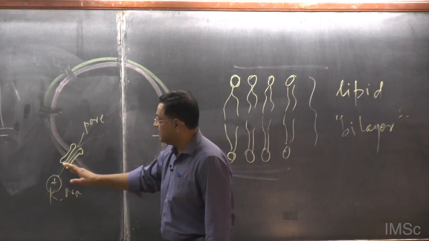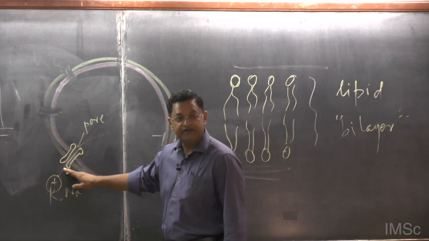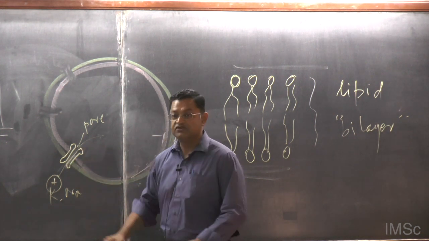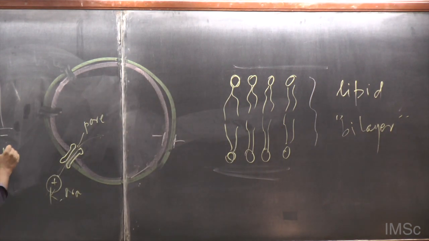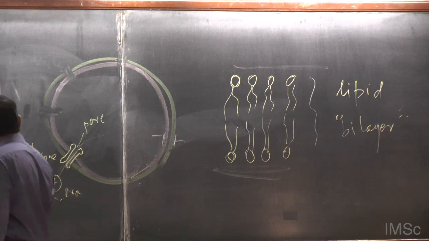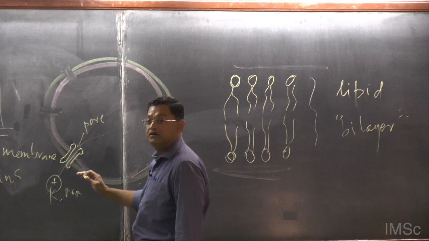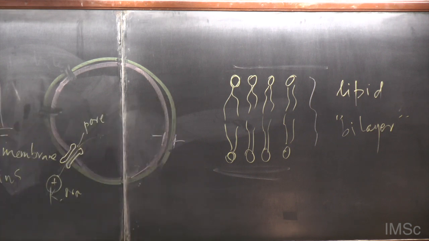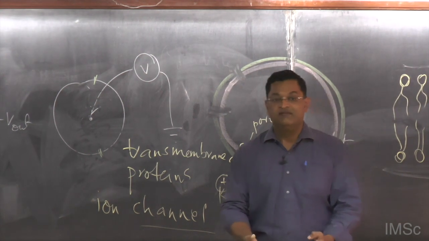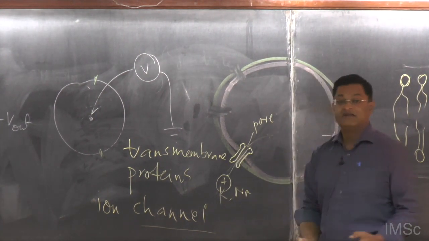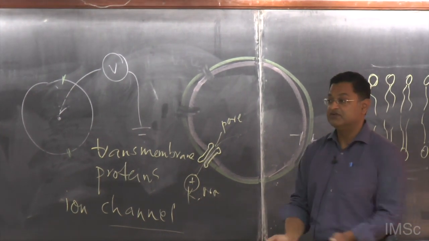This protein, a part of it sticks on the outside here and a part of it sticks on the inside. So this is known as a transmembrane protein for that reason. These things are molecules called proteins, and this specific protein is called an ion channel. Channel because it allows for the possibility of opening a pore. When I say possibility, I mean that sometimes it is closed, sometimes it's open, and we'll study when it's open and when it is closed.